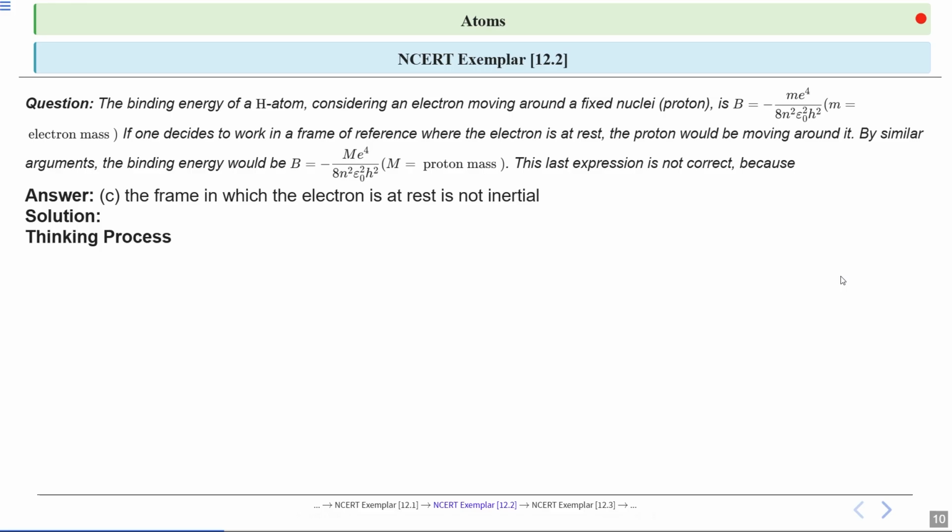The electron is said to revolve uniformly around the nucleus, which means it experiences centripetal acceleration. Remember, a centripetal acceleration is always directed towards the center of the circle, and it's what keeps the electron in orbit.